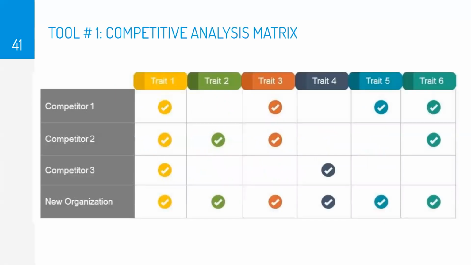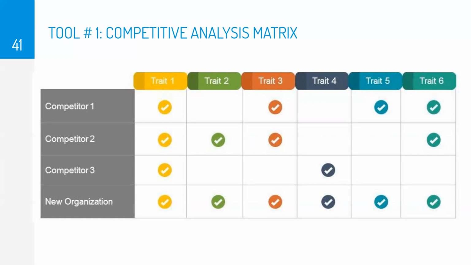The next 2 slides include useful tools to compare the potential competition. The competitive analysis matrix is a simple Excel sheet you can create by comparing the top traits of your industry to your top competitors to help identify and beat the competition.